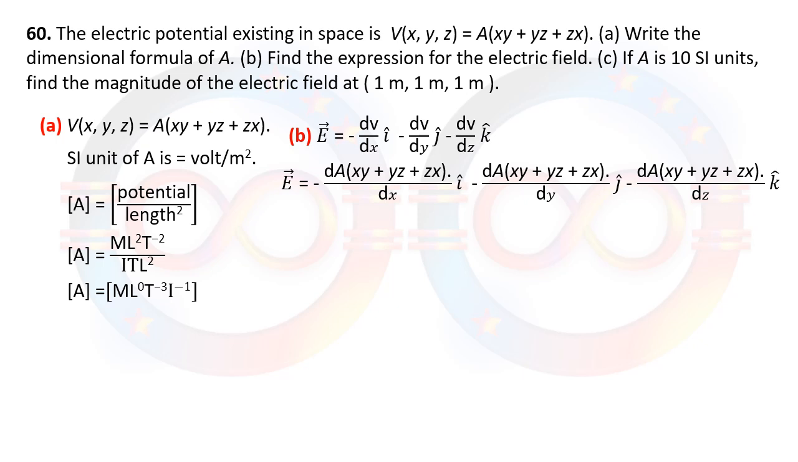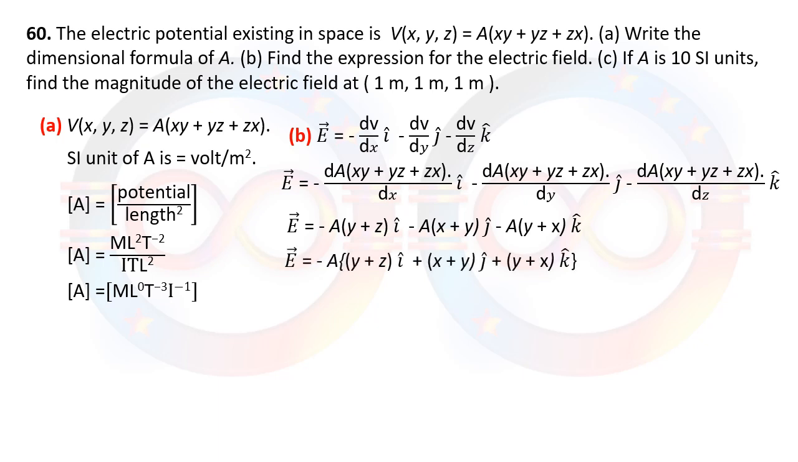Now this could be differentiated only where the term carries x, so yz will be 0. In the second term, xz is there. In the third term, xy is there, and the remaining ones would be 0. So after differentiating, we will get A(y plus z) i, A(x plus z) j, A(y plus x) k. And after simplifying it more, if minus A is kept common, it will be minus A[(y plus z) i, (x plus z) j, (y plus x) k].